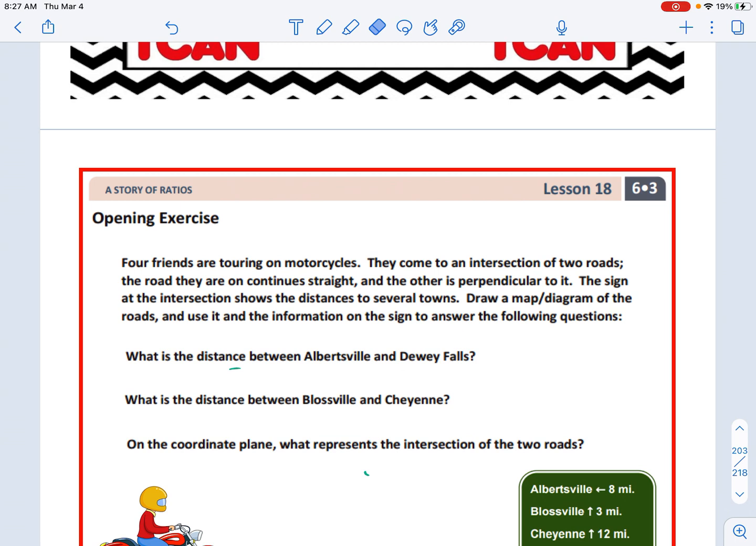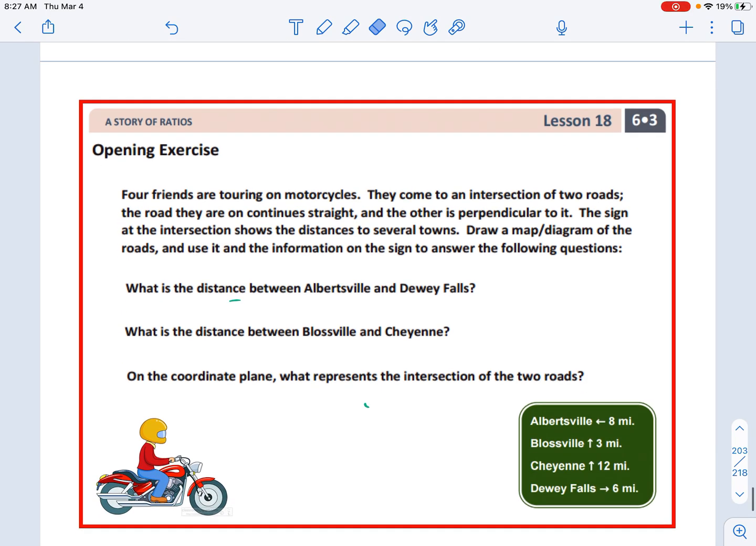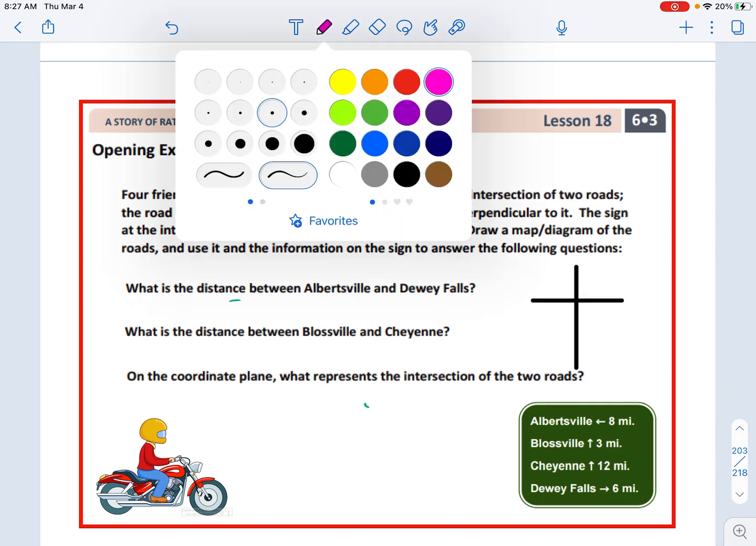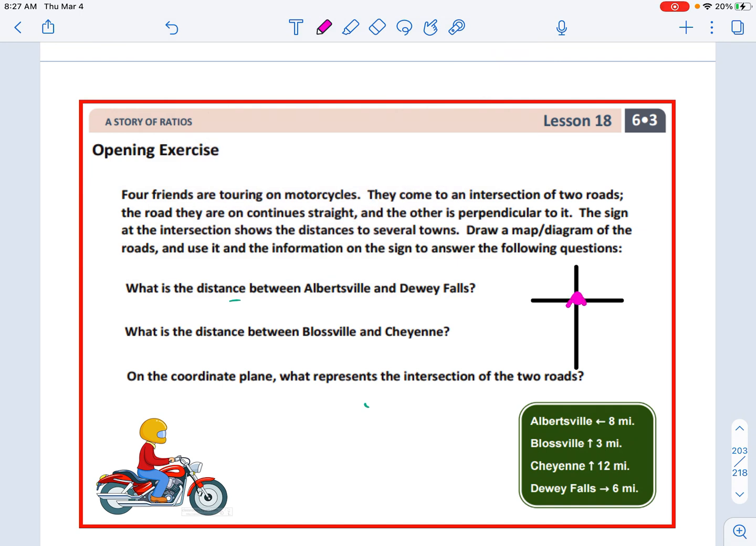So the opening exercise tells us 4 friends are touring on motorcycles. They come to an intersection of 2 roads, and the road they are on continues straight and the other is perpendicular to it. The sign at the intersection shows the distances to several towns. Draw a map diagram of the roads and use the information on the sign to answer the following questions. So these friends come to an intersection, and they are at the origin, facing up, where the arrow is pointing.